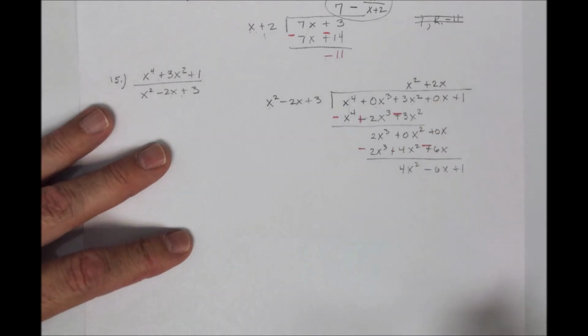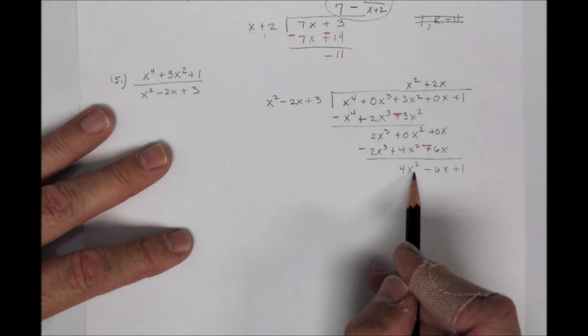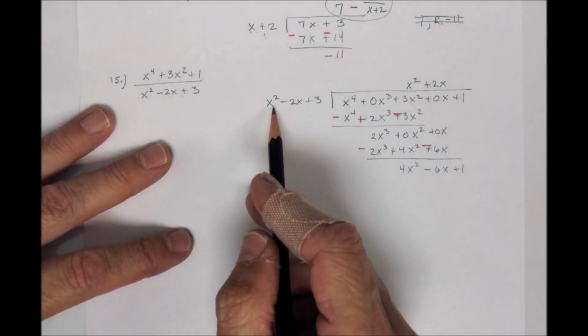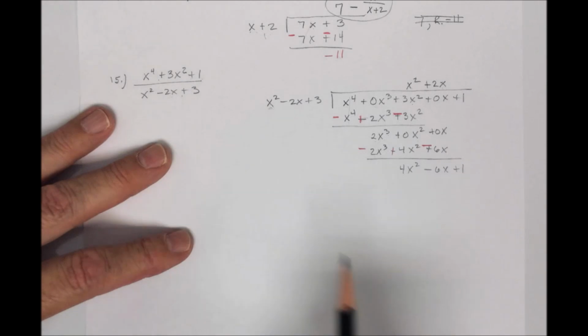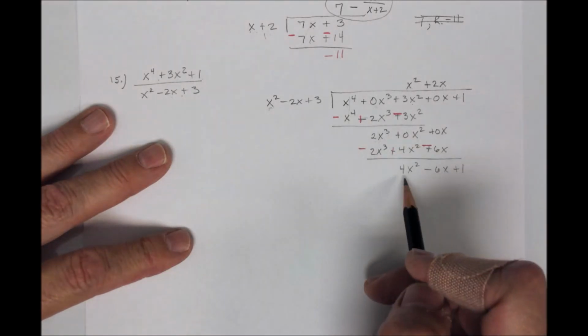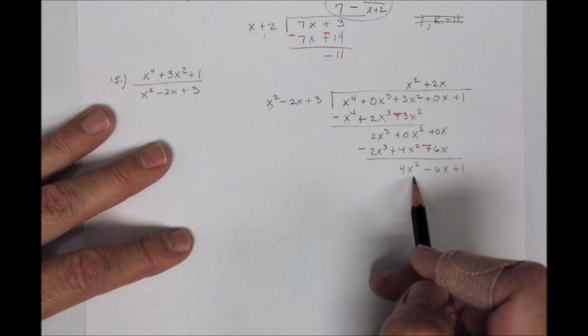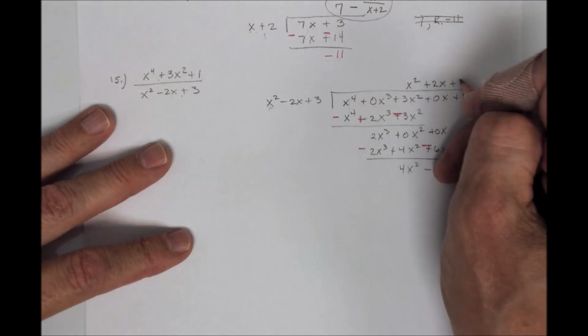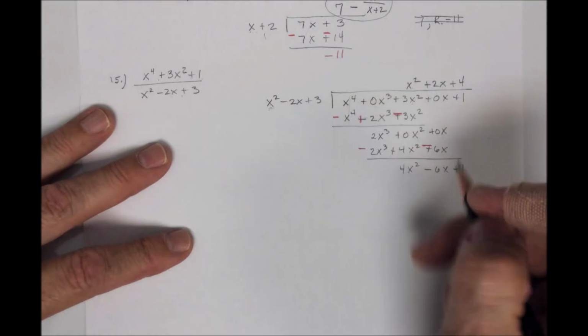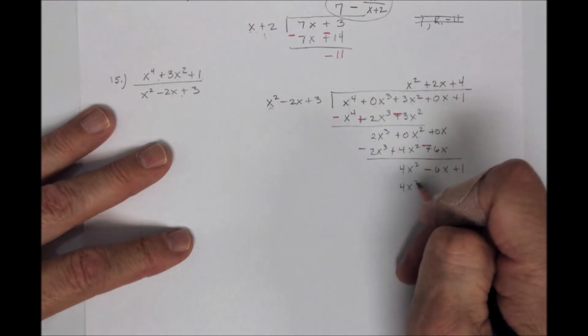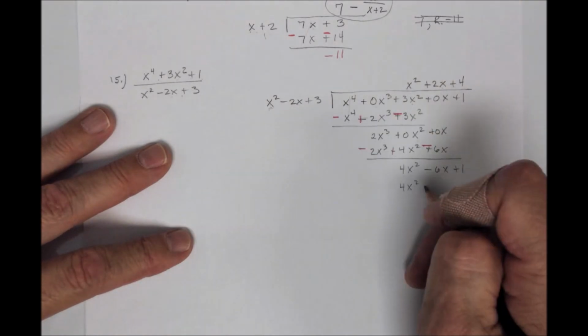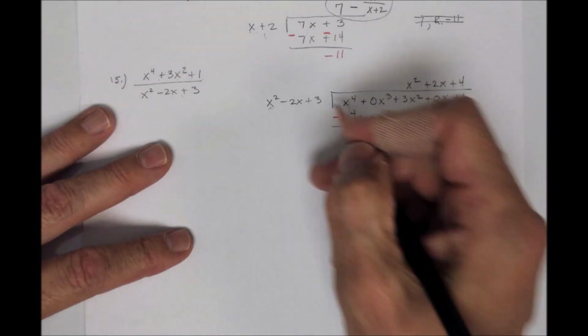This is taking 3 steps because still what I'm dividing into has degree greater than or equal to, in this case, what I'm dividing by. So what times x squared gives me 4x squared? Well, that'd be 4. So I need a plus 4. 4 times x squared is 4x squared. 4 times minus 2x is minus 8x. And 4 times a plus 3 is a plus 12.